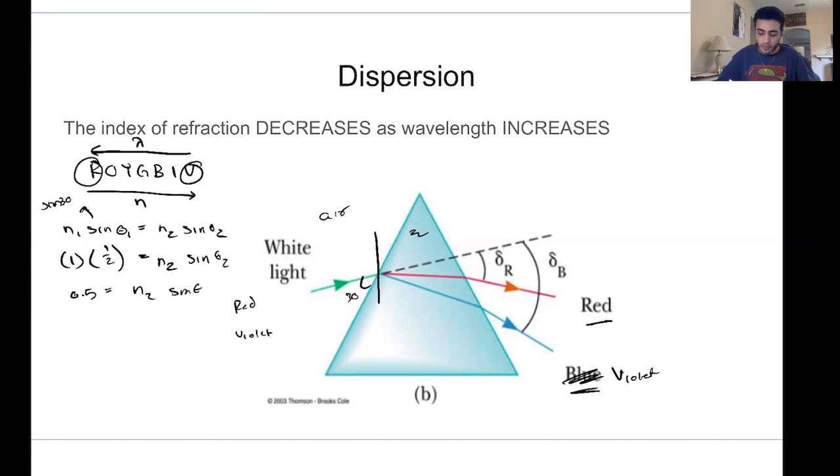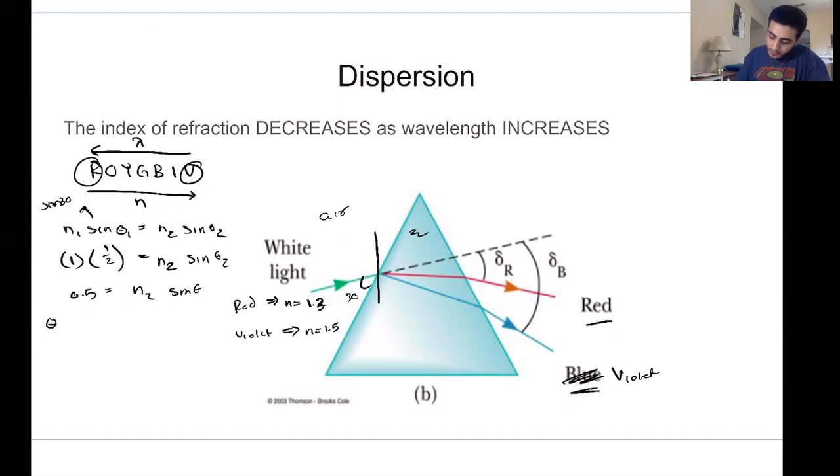So we know that red light will have a smaller index of refraction than violet light. So we'll just say red light has an index of refraction of 1.3, and violet has an index of refraction of 1.5. So then we can solve for this.